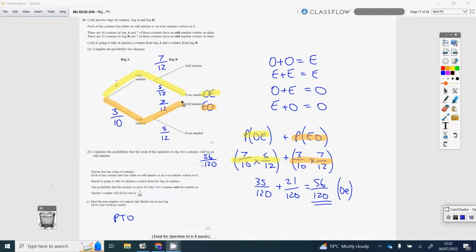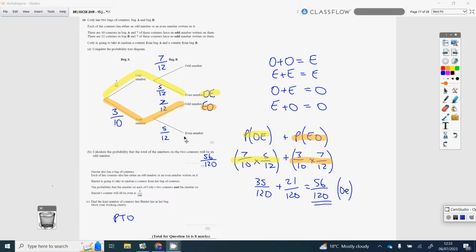Okay, so working those out, we're obviously on the yellow journey. We've gone past the 7 over 10 and the 5 over 12. So we need an odd and then an even. Now, when it's and, you multiply. So 7 over 10 times 5 over 12 is 35 over 120. And similarly with the orange route, we need an even and then an odd. So 3 over 10 times 7 over 12, done here in orange, which is 21 over 120.